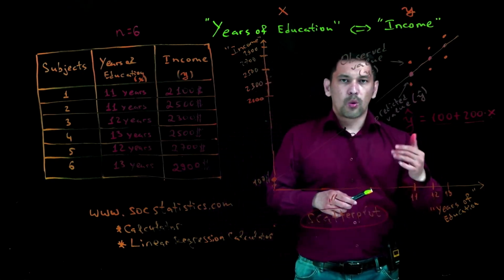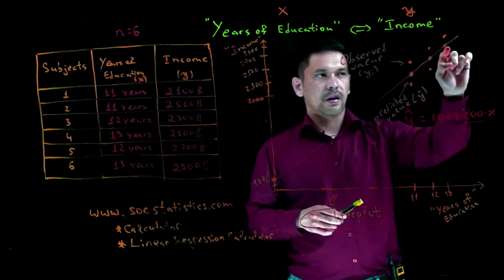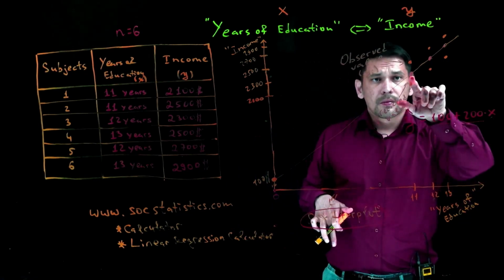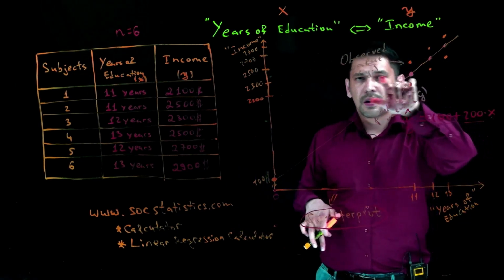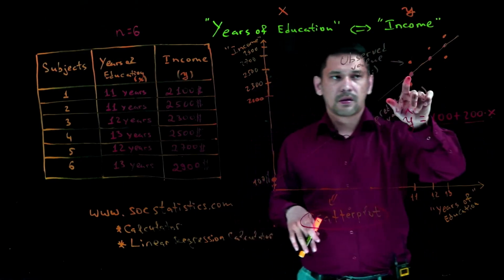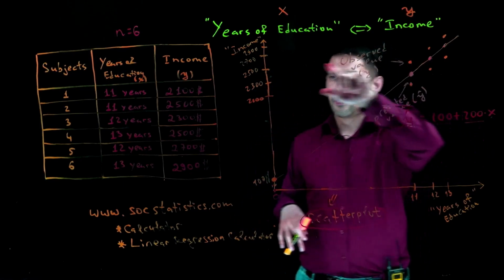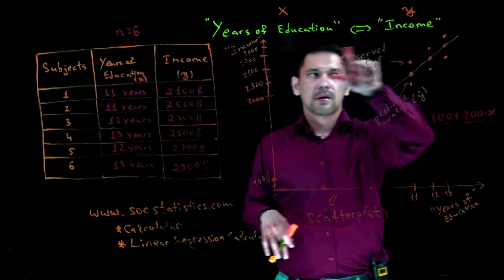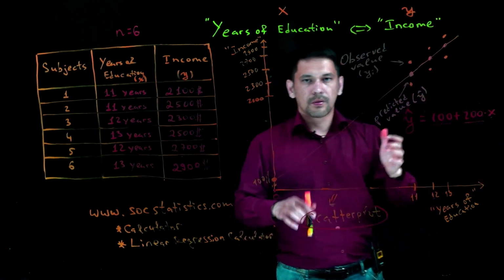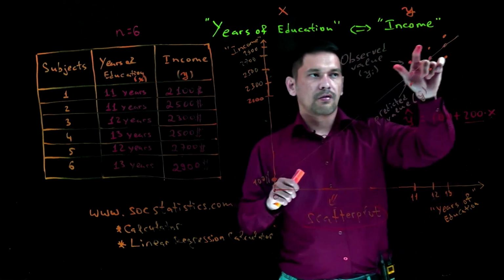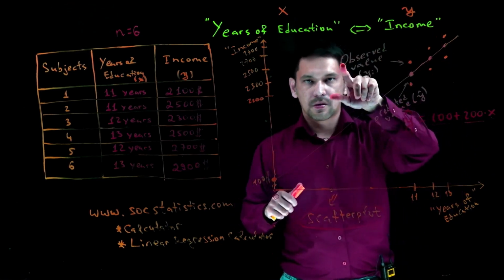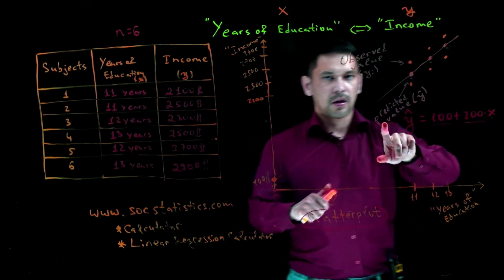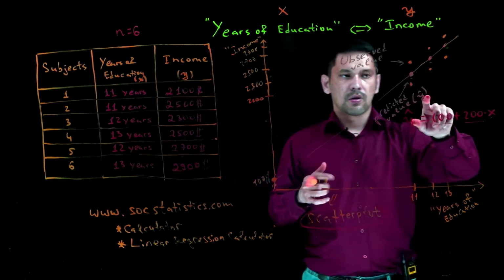Now, the y value for any dot on the regression line is called the predicted value. Okay? For example, the y value of this dot on the regression line is 2,300. That's the predicted value. The y value for this dot is 2,500. That's the predicted value too. And the y value for this one is 2,700. That's called the predicted value. So please remember, the y value for any sample member is called an observed value, and the y value for any dot on the regression line is called the predicted value. And the symbol we use for a predicted value is y hat.